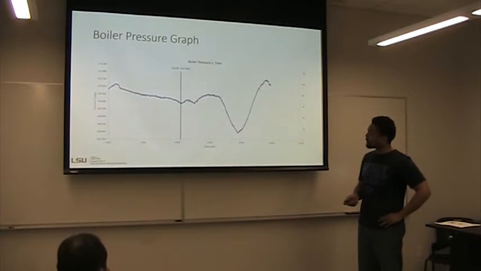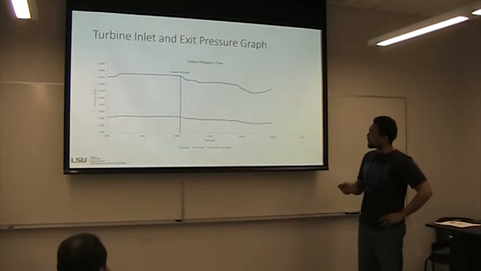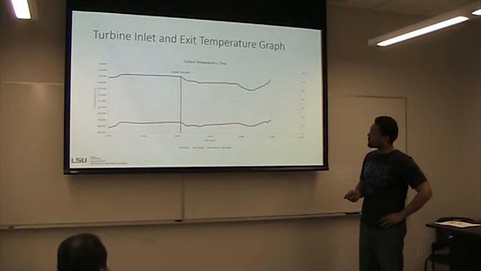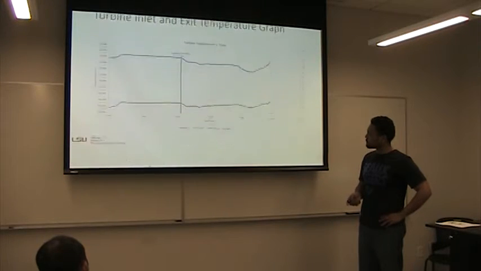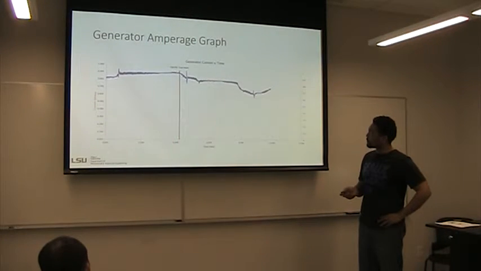Here's our boiler pressure graph. Again, this jagged line is actually straight if I scaled it correctly. The turbine inlet and exit pressure, you can see also very straight through the steady state values. Here's the turbine inlet and exit temperatures. You can see they hover around 104 at the outlet and 120 at the inlet, and that's in degrees Celsius.